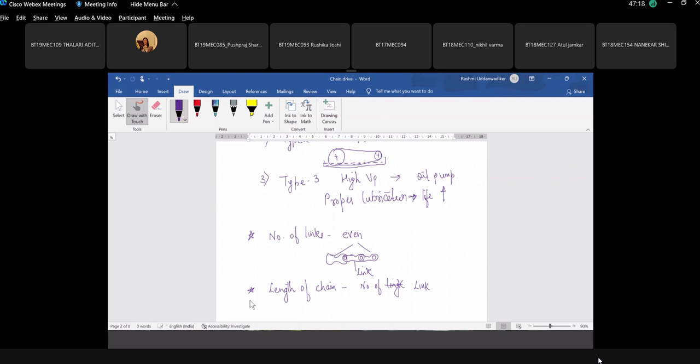Suppose the length of the chain is such that it is not possible to have an even number of links. Suppose this is a rare case. An even number of links is not possible. What would you do?